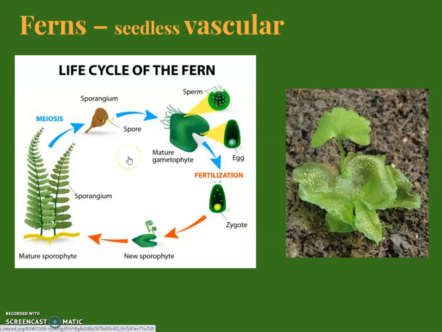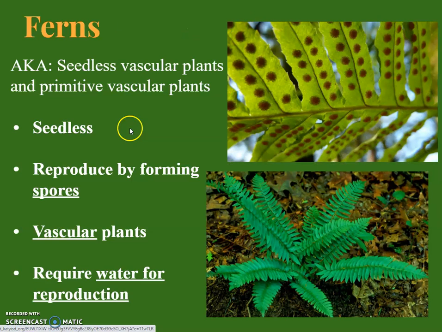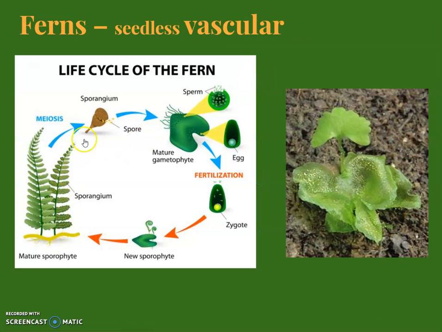So once again, they are seedless vascular plants that reproduce by spores, and so those little sporangium on the bottom of the leaves that we saw here are going to release those spores and produce gametophytes, and then zygotes, and then it'll create the plant of the fern for the next plant.